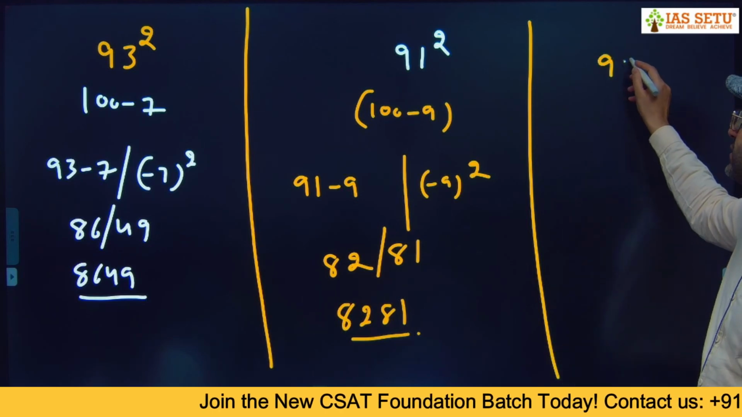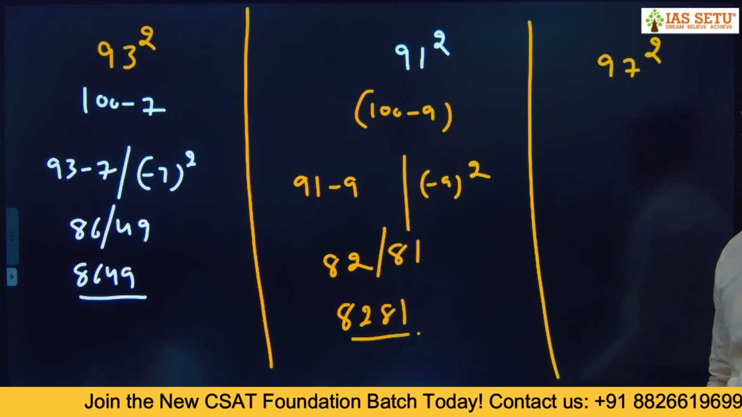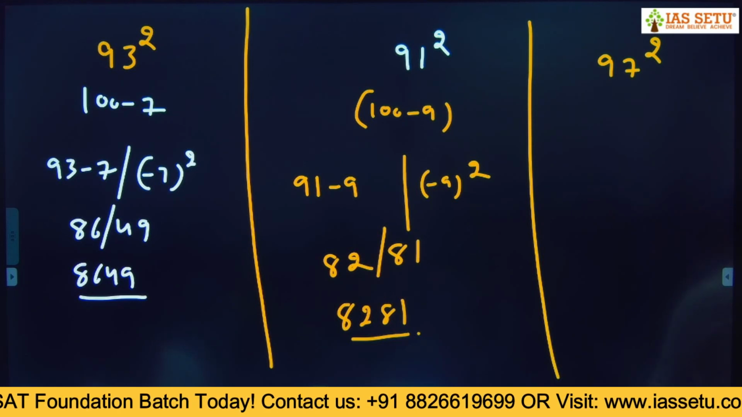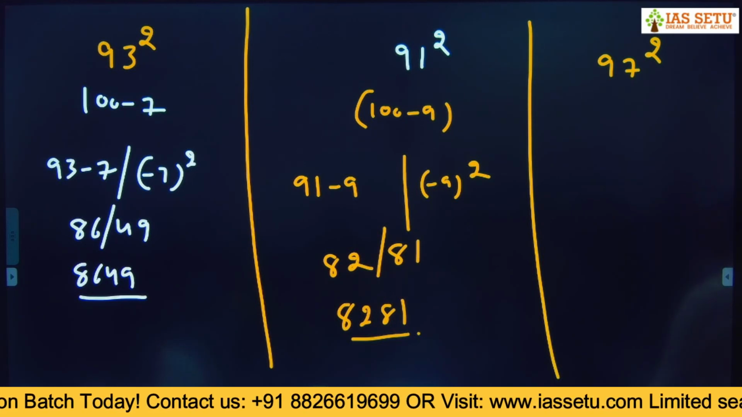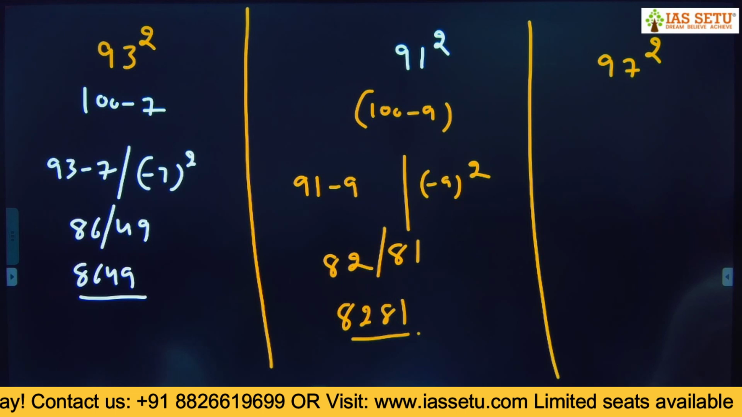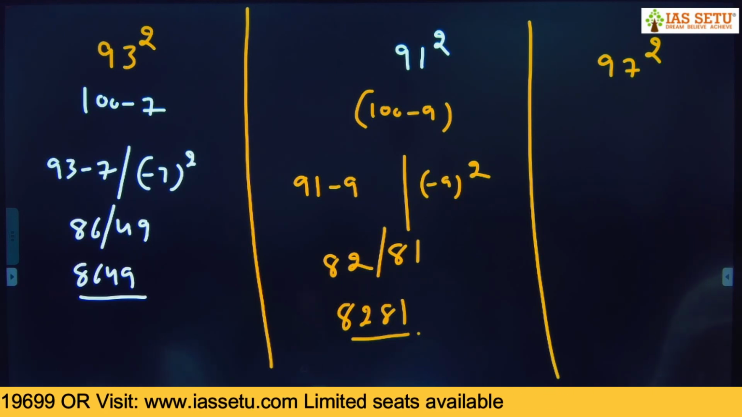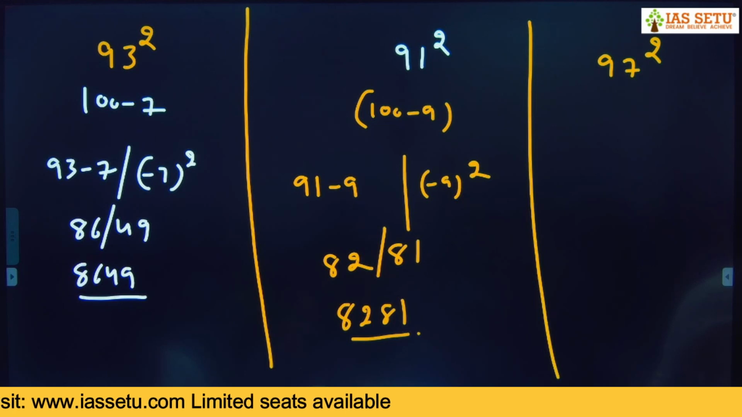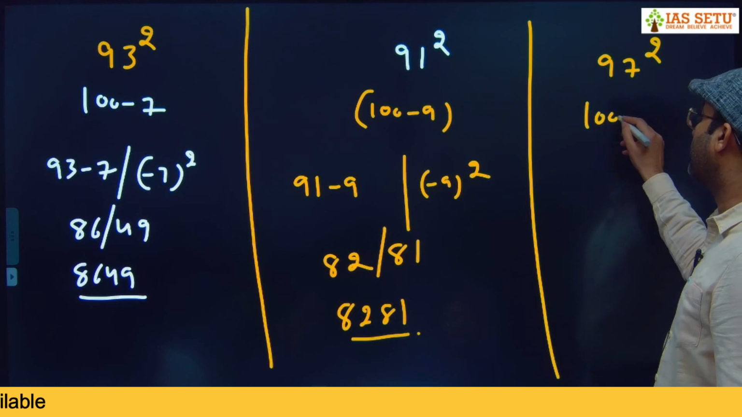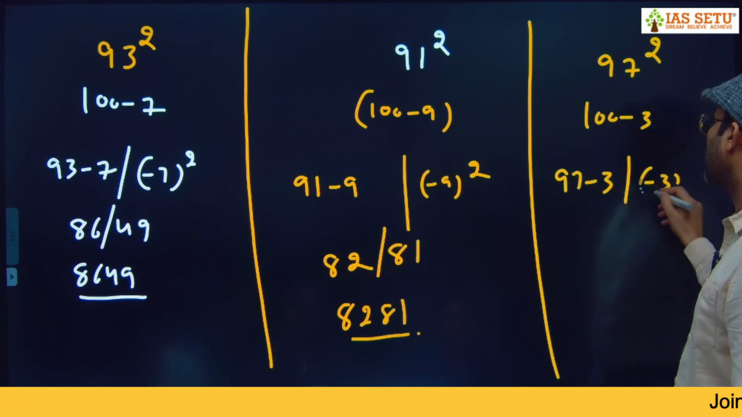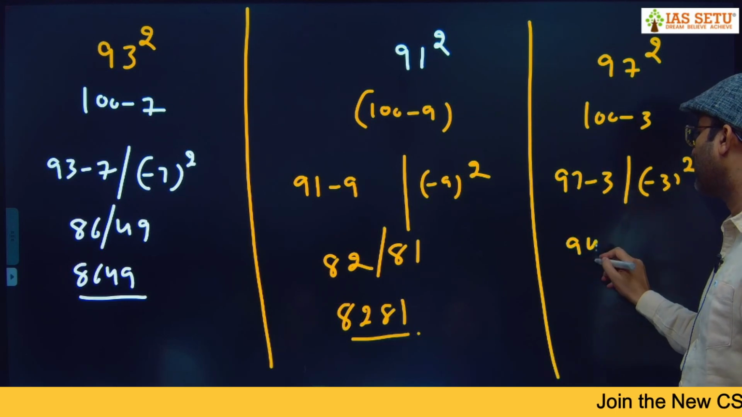Try 97 square. -3 will come, right? Here it is 100 minus 3. Left side value is 97 minus 3. Right side value is minus 3 square. Left side value is 94.